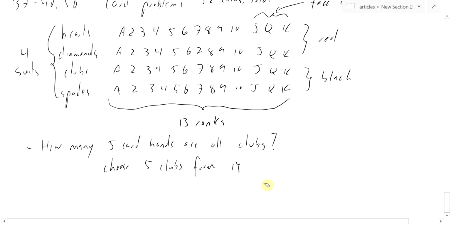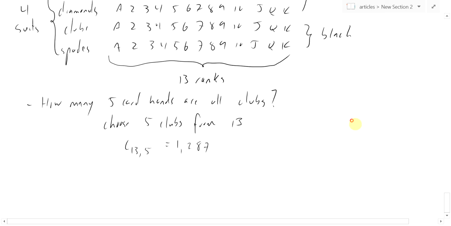Note that the rest of the deck is kind of irrelevant. The fact that there's also 13 hearts really doesn't matter, because we're just looking for, I need to be able to pick 5 clubs, and there's only 13 clubs. So C13, 5. When I'm dealing with a poker hand, it doesn't matter what order the cards are dealt to me or what order I hold them in my hand. It's just what the total is. So the poker hands are always combinations. So C13, 5 is 1,287. Okay. How many 5-card hands?